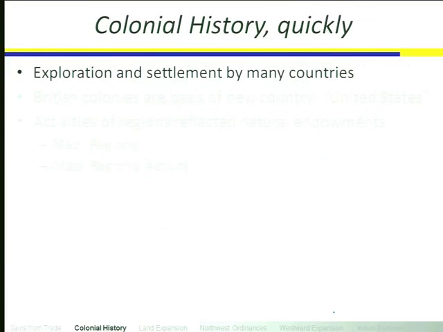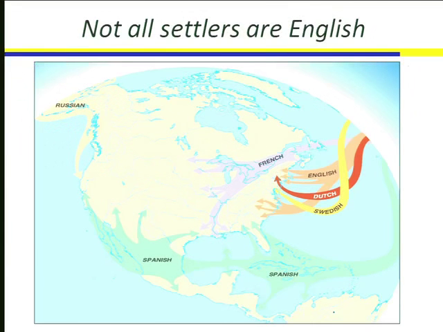All right, let's do colonial history equally quickly. We just ran through 10,000 or 12,000 years. Let's get quickly through some more. Colonial history, real fast. There was exploration and settlement of what's now the United States by many countries. So not all the settlers were English. Hopefully you know some of this from your U.S. history courses. There are British or English settlers here, but also Dutch, Swedish, French, Spanish, and Russian on the West Coast, all in North America.